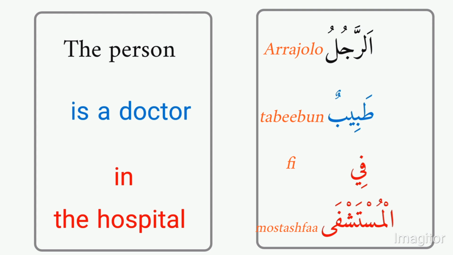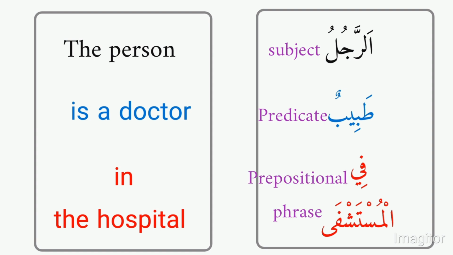الرجل طبيب في المستشفى. The man is a doctor in the hospital. Here الرجل is the subject while طبيب is the predicate. في المستشفى is a prepositional phrase and the part of the predicate.